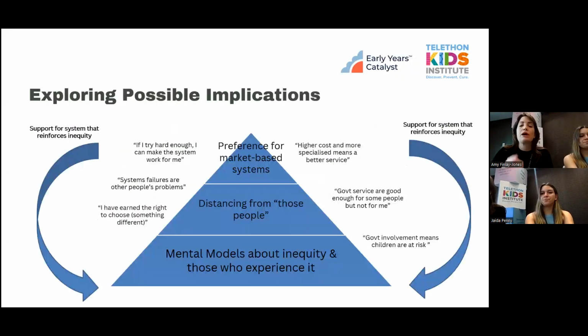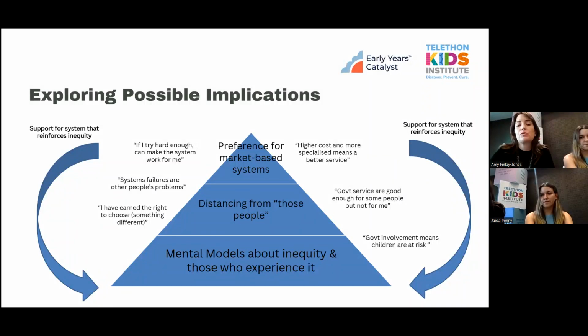But this is what we found really interesting when we were digging a bit further, specifically around what is leading to this kind of persistence of desire around family choice in services, and particularly the motivation to pay for services or to have more expensive services, even when market failures were very apparent, and even when their beliefs weren't necessarily endorsing the system that reinforces inequity.